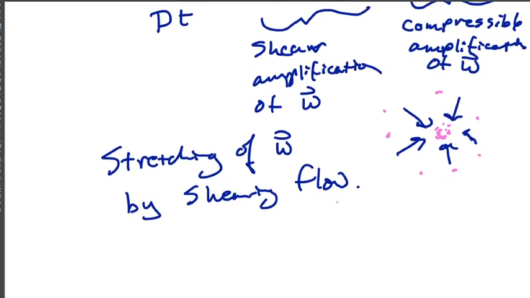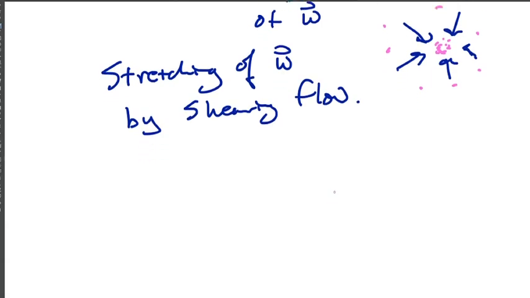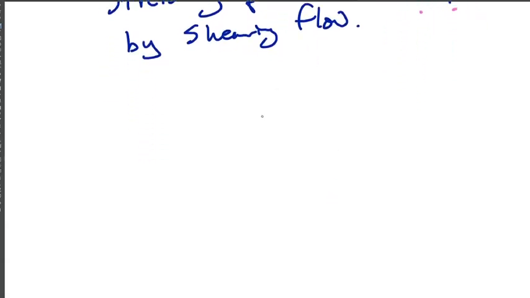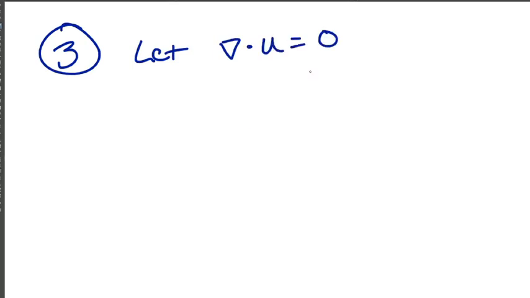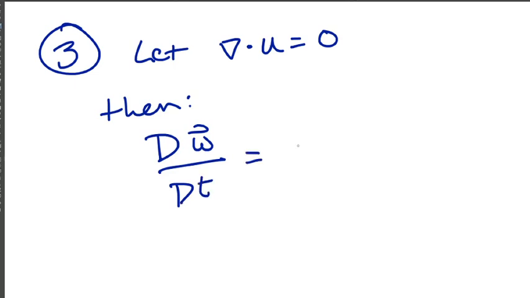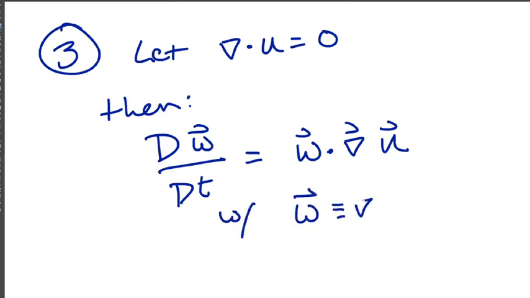Now let's consider one further simplification in our system. Not infrequently, we consider incompressible flows. So let's, as a third and final simplification, let the flow be incompressible. Let div dot u equals 0. Then we have a very simple vorticity equation in the Lagrangian sense. We have d omega dt is equal to omega dot grad on the velocity u, with omega being the curl of u.